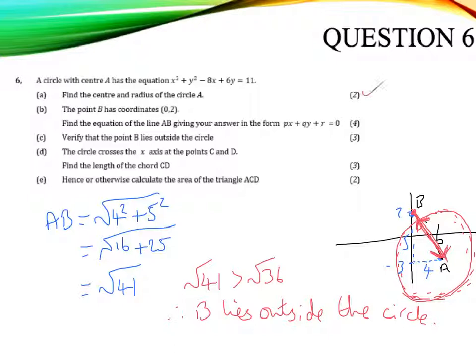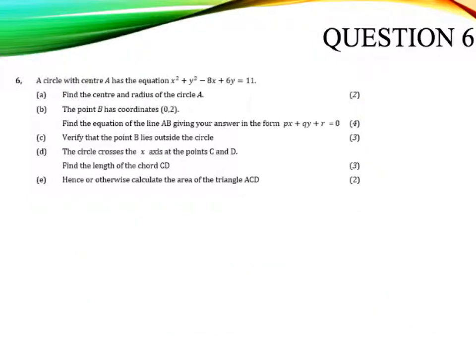So far we've done A, we've done B, we've verified that the point lies outside the circle. Now we're looking at part D. It says the circle crosses the x-axis at the points C and D. Find the length of the chord CD. So again, we've got a circle and it's crossing over. Here's the centre somewhere down here. It's going to cross over something like this, and we're going to try and find what this point and this point is, so we can work out the length between here and here.